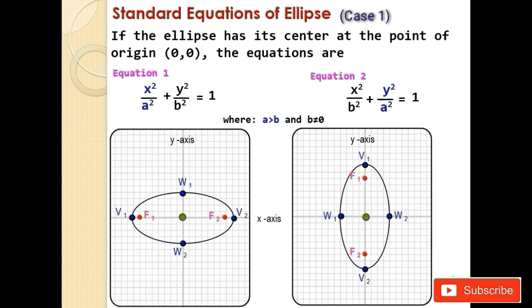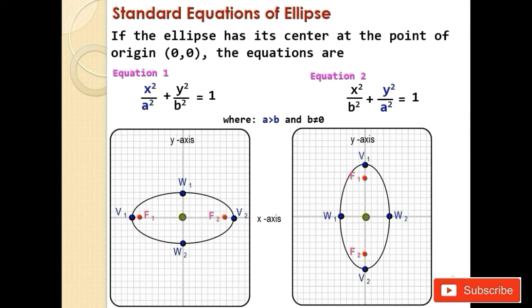Case number 1. If the ellipse has its center at the point of origin, (0, 0), the equations are: type 1, we have x squared over a squared plus y squared over b squared equals 1. For type 2, we have x squared over b squared plus y squared over a squared equals 1. In both cases, a is greater than b, and b is not equal to 0.